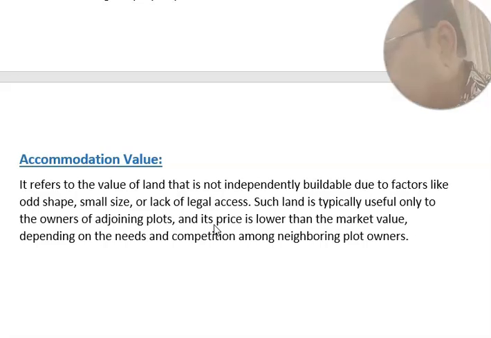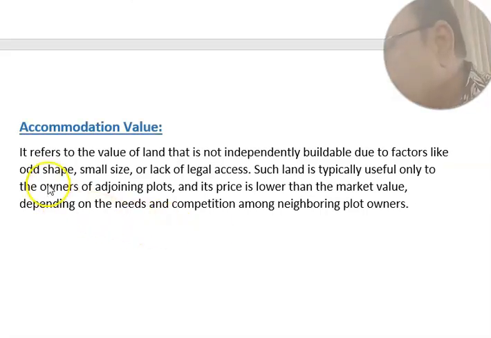Next is accommodation value. It refers to the value of land that is not independently buildable due to factors like odd shape, small size, or lack of legal access. I will explain. Such land is typically useful only to the owner of adjoining plots, and the price is lower than the market value, depending on their needs and competition among the neighboring plot owners.